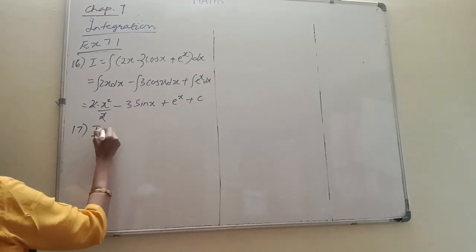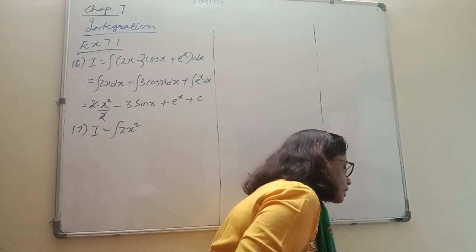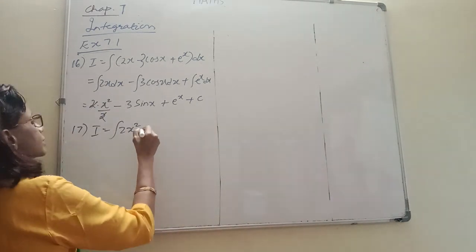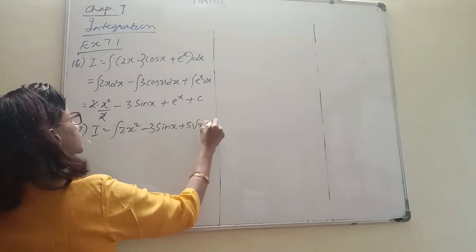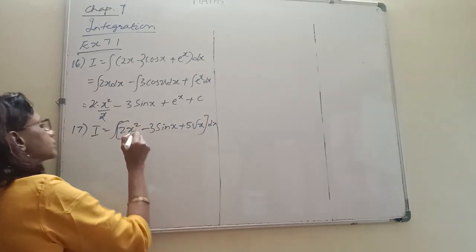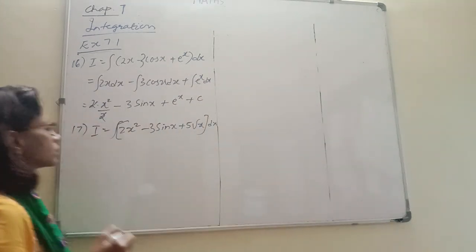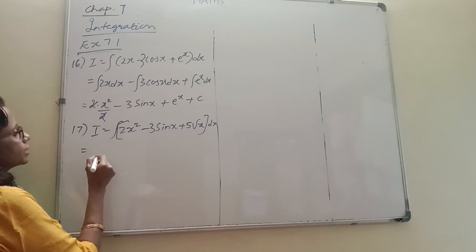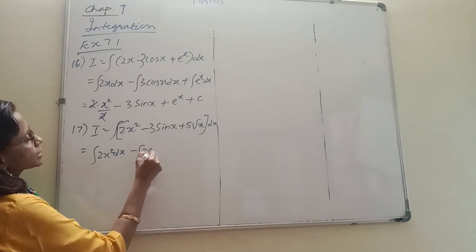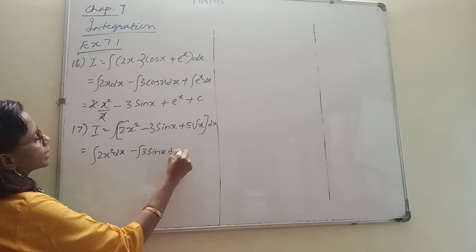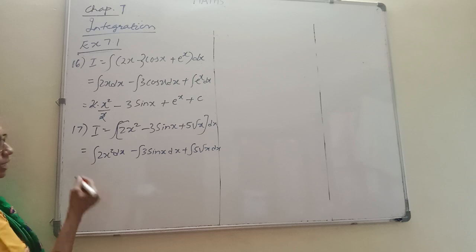It says 2x squared minus 3 sin x plus 5 root x dx. Alright, so that way when we get the integral, it will become the integral of 2x squared dx minus 3 sin x dx, and here it's 5 root x dx. Again, this is going to be quite simple to take the integral.